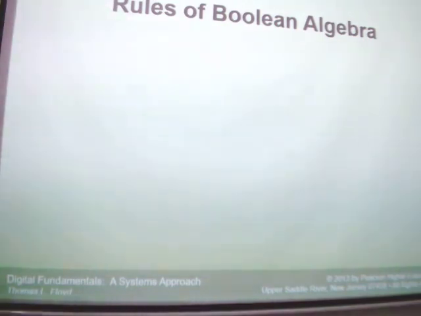Rules for Boolean algebra. The first rule is A or 0 equals A. The second, A or 1 equals 1. The third, A and 0 equals 0.